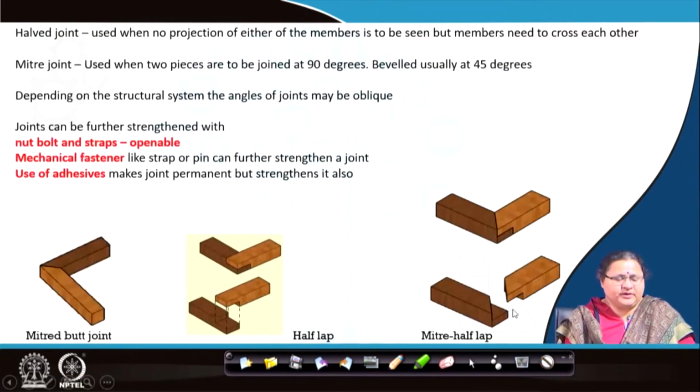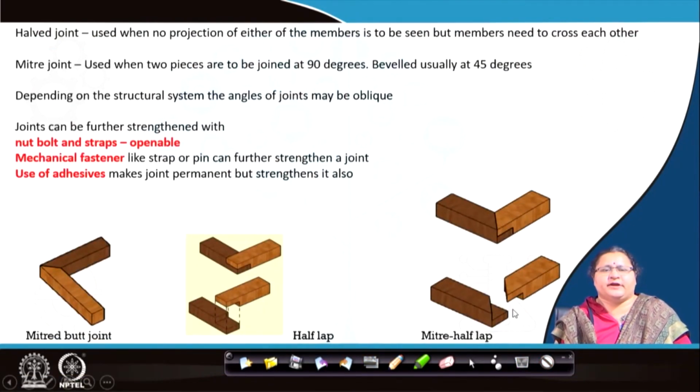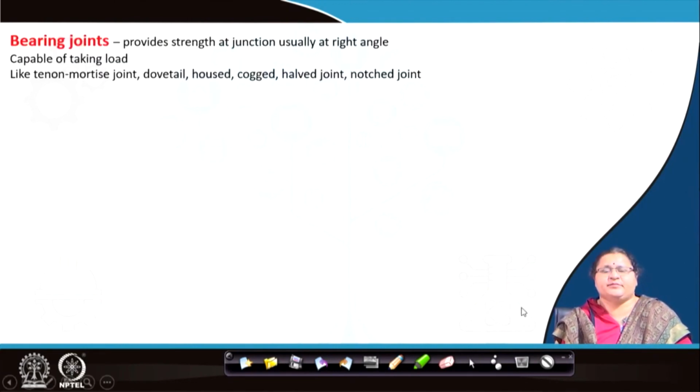Now, we come to some more joints, which is again mitred butt joint, which is a bevel joint, half lap joint. Depending on the structural system, the angle of the joints may be oblique, they may be at 45 degrees. Nuts, bolts, straps, mechanical fasteners, adhesives are added to strengthen joints. Let us see some more types of joint, that is the bearing joint.